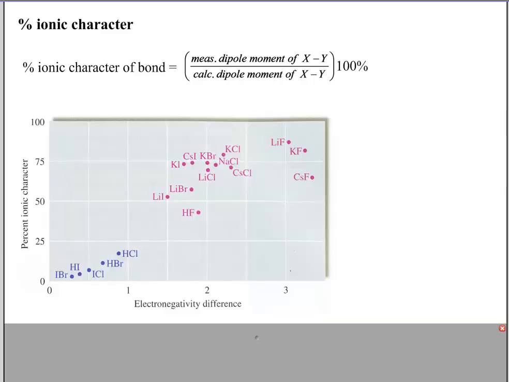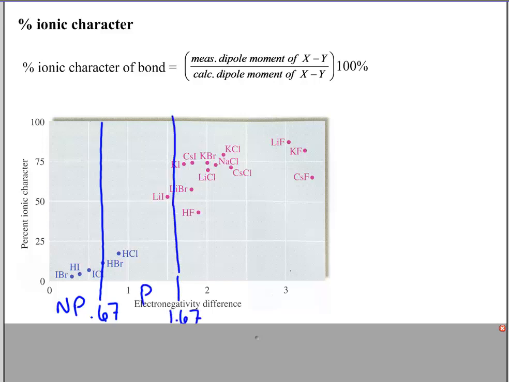Okay, if we look at this chart, what we have is the electronegativity difference between the two elements in the compound along the bottom, and we have percent ionic character as a vertical axis. And if we take a look at these compounds, what we use when we talk about electronegativity difference is a difference of about 0.67, or about right here. So compounds that have electronegativity differences less than that are described as having nonpolar bonds. If it's between 0.67 and about 1.67, it's described as having polar bonds. And if the electronegativity difference is bigger than 1.67, we describe it as being an ionic bond.